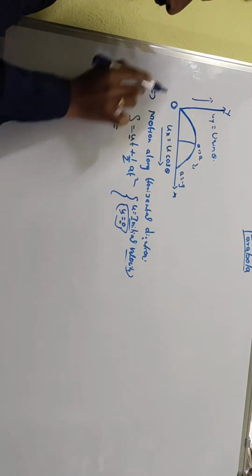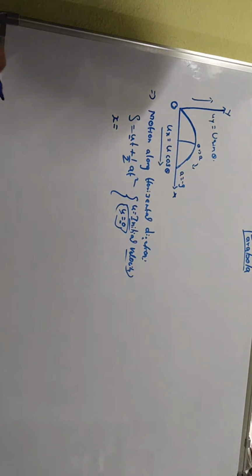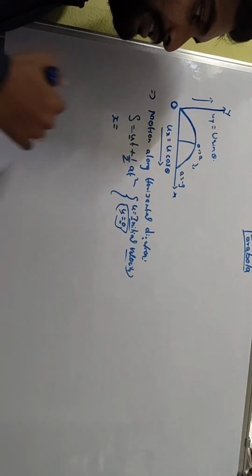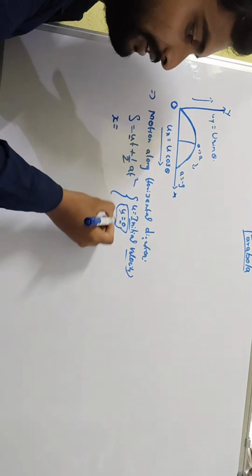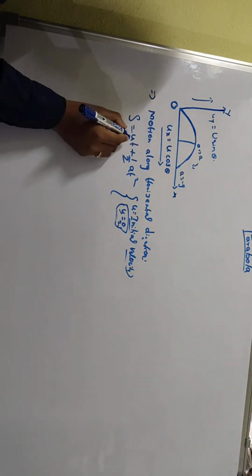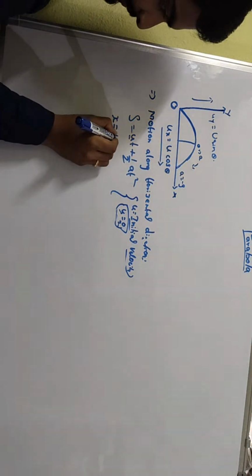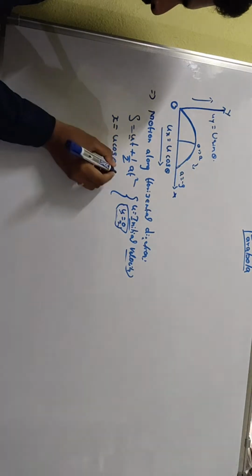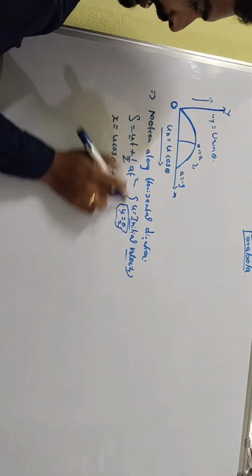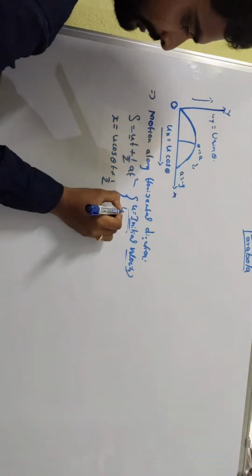Because u is the initial velocity, that means the starting velocity. So whenever a body is at rest, its velocity is equal to 0. So that's why we can replace s = u cos theta into t plus half into acceleration.